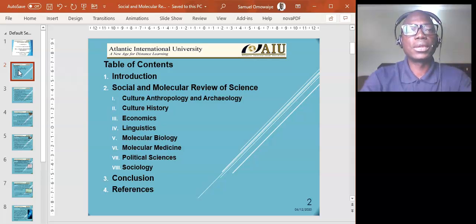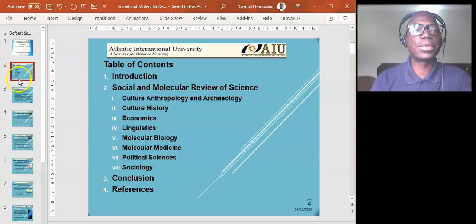On the table of contents for this course, I have the introduction, then the course itself, Social and Molecular Review of Science. Under these, I have 8 topics. Number 1, Culture, Anthropology and Archaeology. 2, Culture History. 3, Economies. 4, Linguistics. 5, Molecular Biology. 6, Molecular Medicine. 7, Political Sciences. 8, Sociology. And then we'll move on to the conclusion and references.